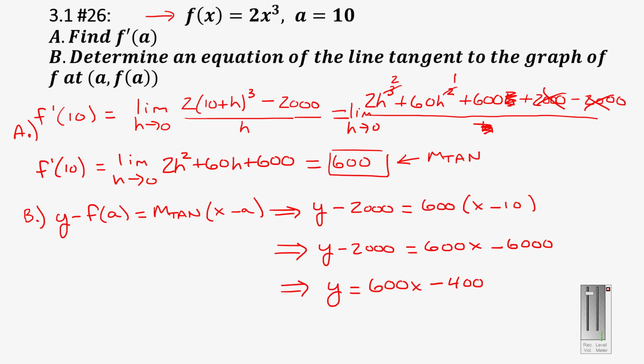Where did I screw this one up here? This looks a little bit goofy. 600x minus 4,000, is that right? Yeah, so 600x, and then 600 times 10 is minus 6,000. So yeah, there we go. 600x minus 4,000. I think that's right. Looks good. All right, so that's 3.1, number 26.